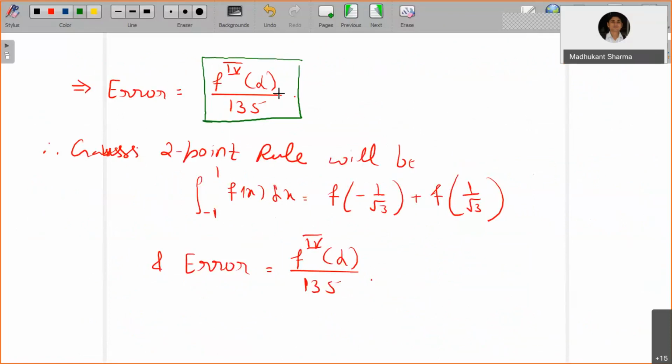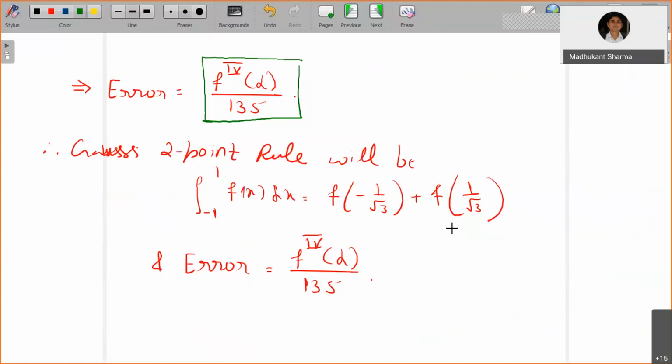This straightforwardly tells you that in Gaussian quadrature, when you use the 2 points, it is exact for polynomials of degree less than or equal to 3, because the error has the fourth derivative, and the fourth derivative of a cubic polynomial is 0. So up to cubic polynomials, the error is 0. You can also verify this by taking f of x equals 1, f of x equals x, f of x equals x square, and f of x equals x cube.